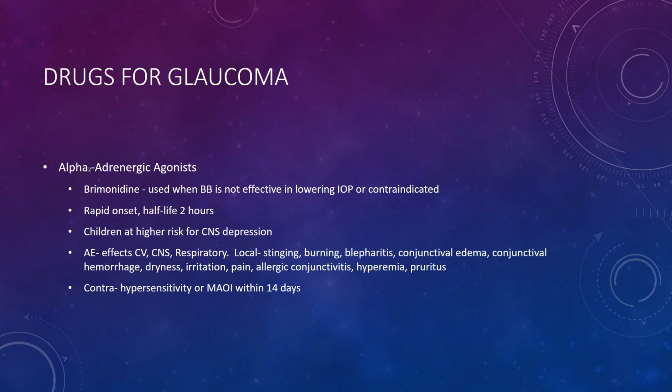And we already talked about the alpha 2 adrenergic. One thing I didn't mention there was the MAOIs. You see that quite a bit with drugs in this particular course. The MAOIs have a lot of drug-drug interactions, so they need to be off of those medicines 14 days.